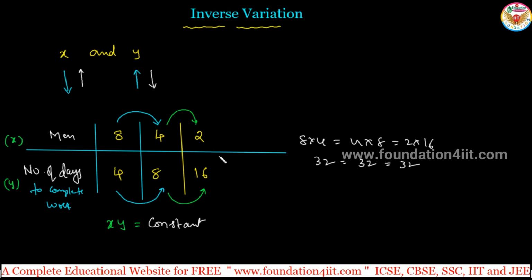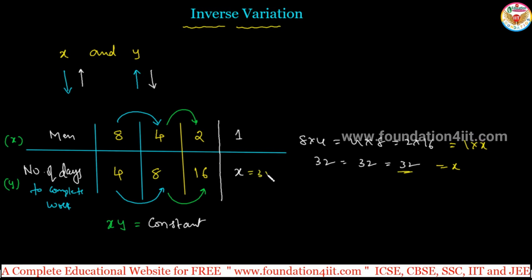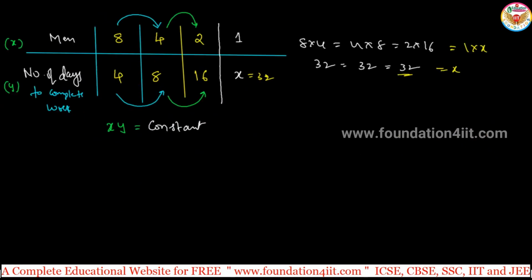Right. Let us see the example now. Remember, the first quantity into the second quantity always remains the same. For example, if there is only one man, how many days can they do it? In case it is x days, first one into second one should be equal to 1 into x, that is equal to x. It must be 32. So one person will take 32 days. Right. Let us see another example.